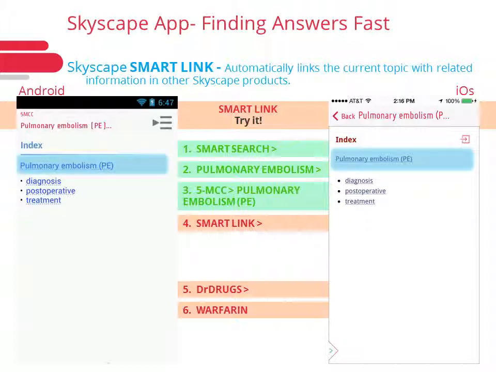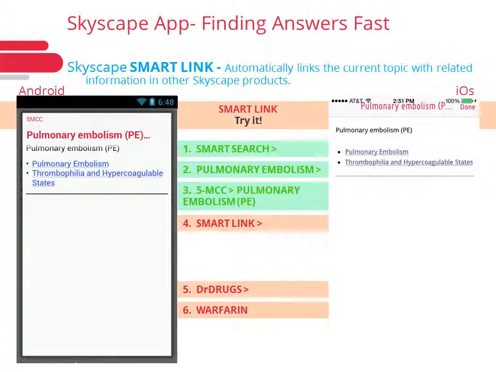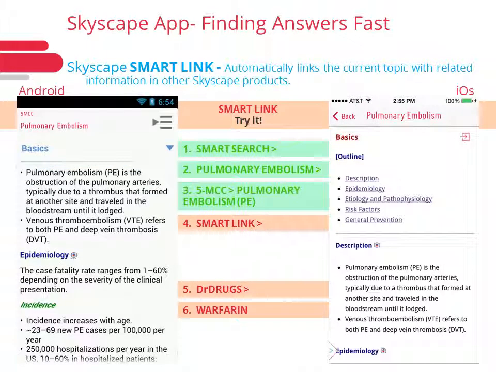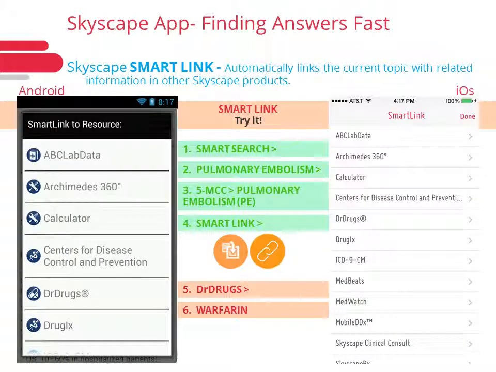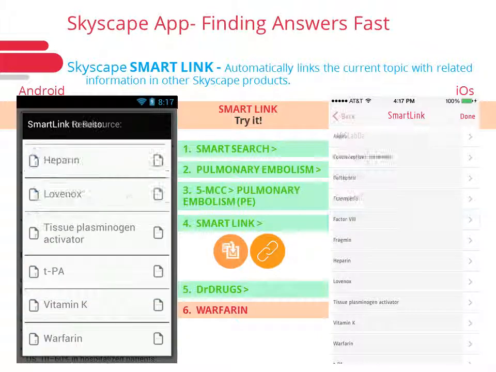Now that we have found some information on PE, let us find some drugs that are related to PE. For this we can tap on the Smart Link button. Remember, when we tap on the Smart Link button, a list of our resources appear. Let's choose Doctor Drugs Guide. When we choose the drug guide, it gives us a few options to choose from. Let's choose warfarin. Now we can read some information about the treatment for PE with warfarin.